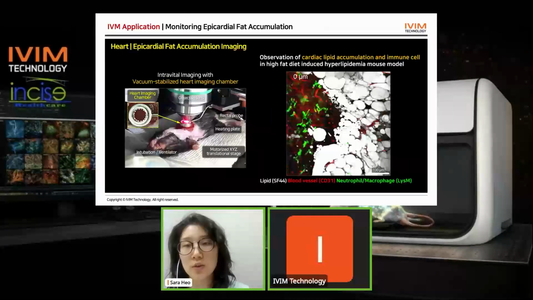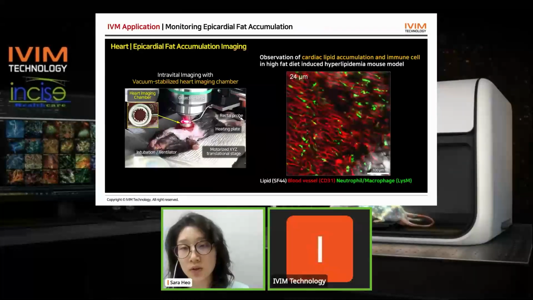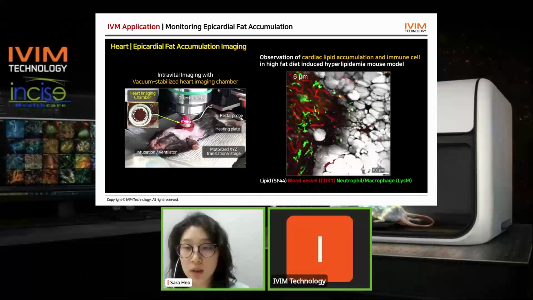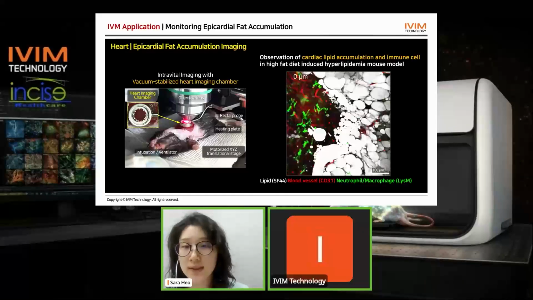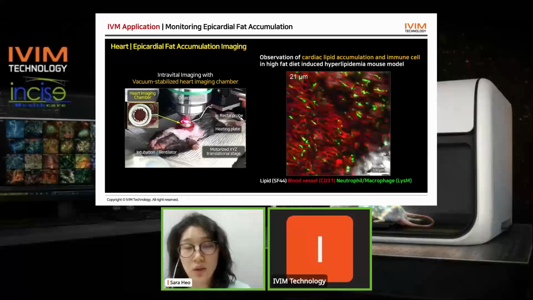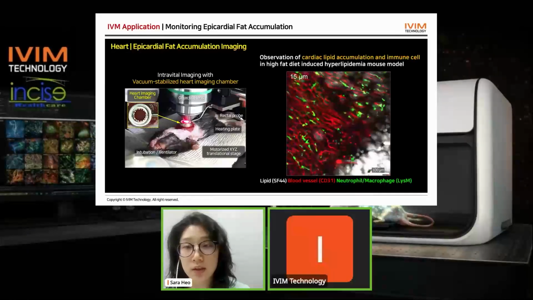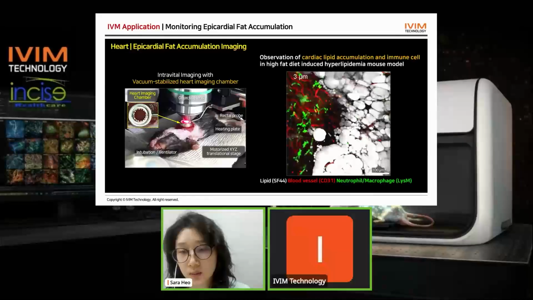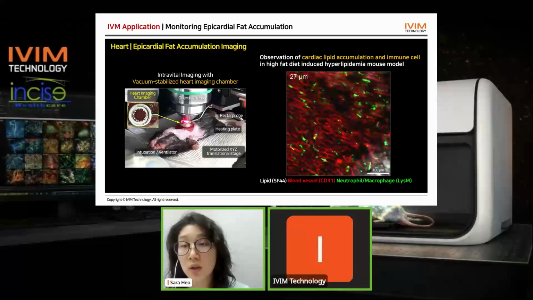The components used in the lung imaging can be used for heart imaging as well. The reason this vacuum-based chamber can be used in these two different organs is that it is designed to hold dynamic and fast-moving organs. Obviously, those are commonly the heart and lung in an animal body. So I wanted to briefly show you the intravital imaging of the heart.